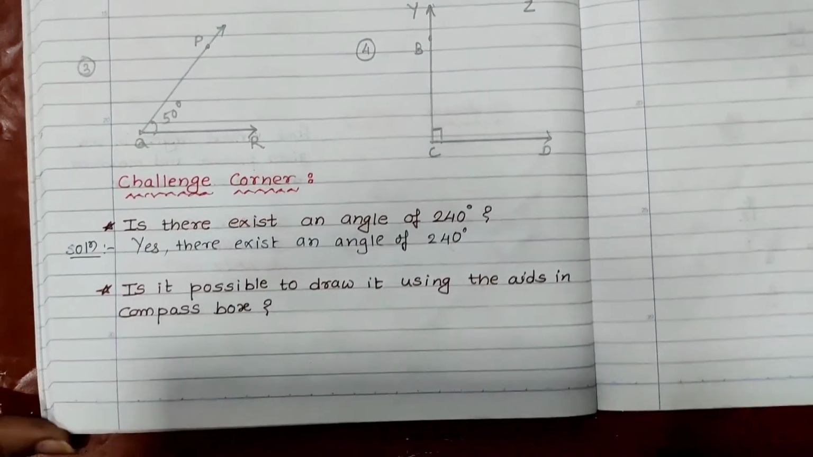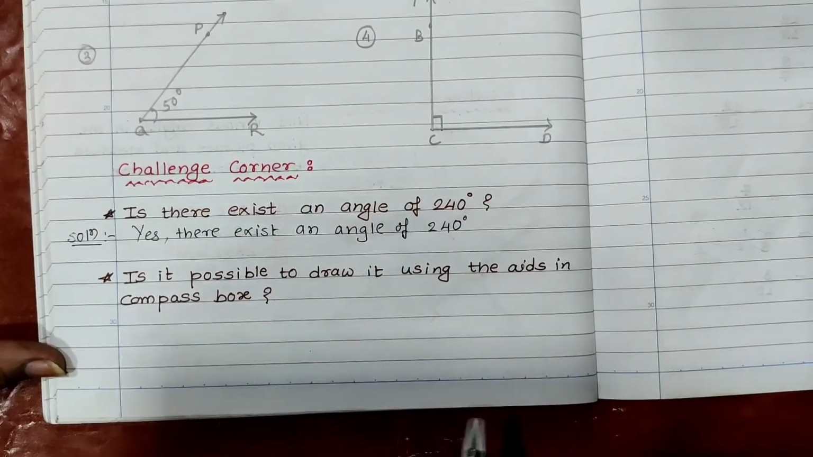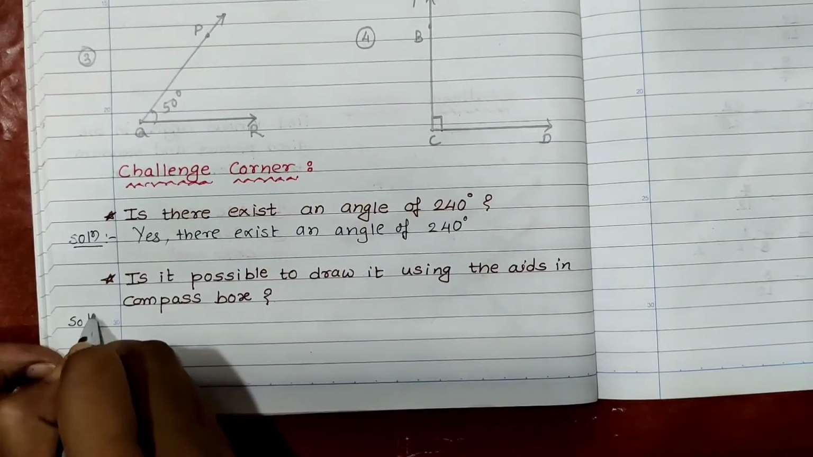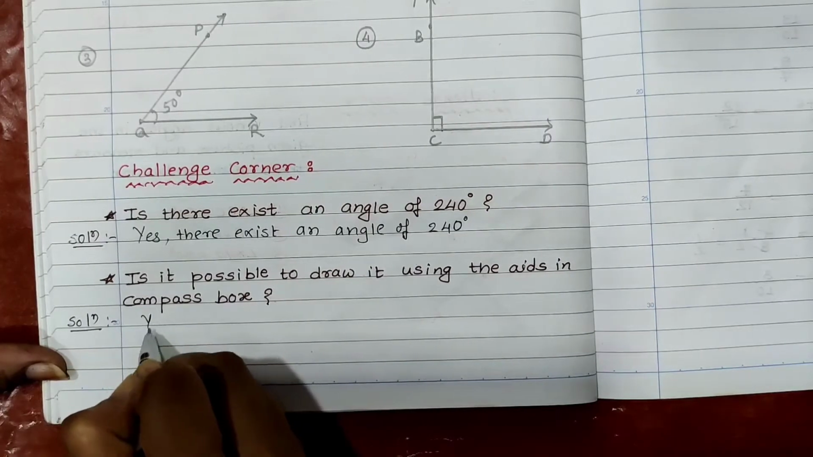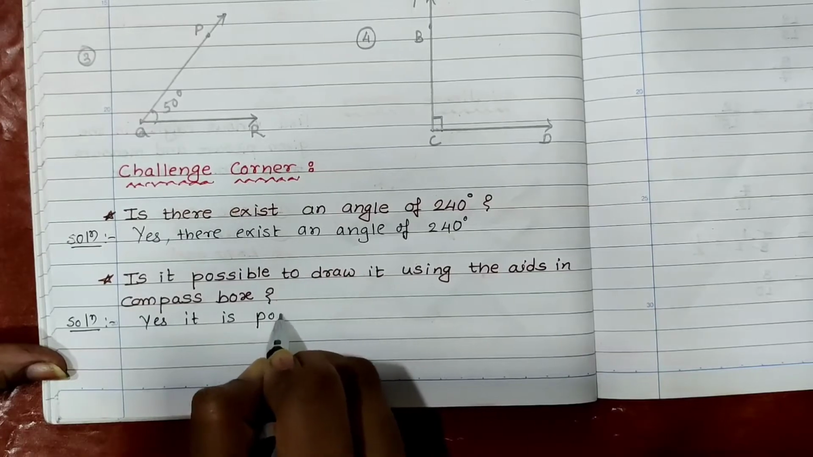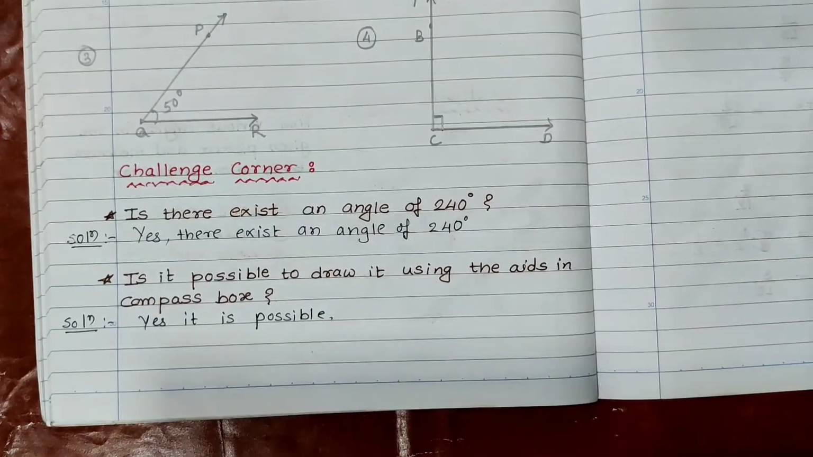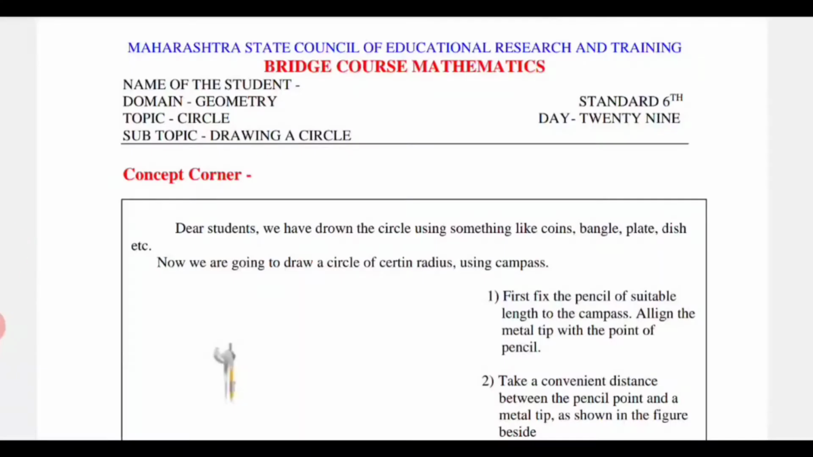So as the angle exists, is it possible to draw it using the aids in the compass box? Yes, it is possible. So we should write, yes, it is possible. In this way you can complete this activity sheet number 28. Now we have come to day 29. Day 29 is dealing with area geometry. Topic is circle, subtopic is drawing a circle.